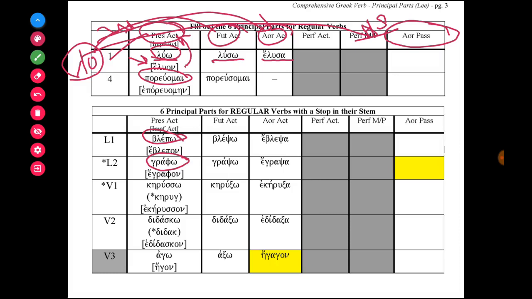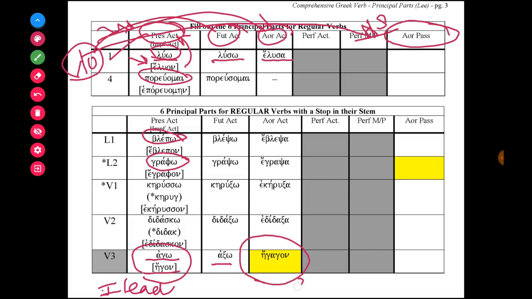But there are some vocabulary where you simply cannot anticipate what the form will be because it has an irregular form. So look at, for example, the word ago, which is I lead. And ago is I'm leading. Agon is I was leading. So far they're following the normal rules. It looks just like luo. Axo is also something we'd expect, knowing our rules for stops. That's I will lead. But look at what's highlighted here in yellow.